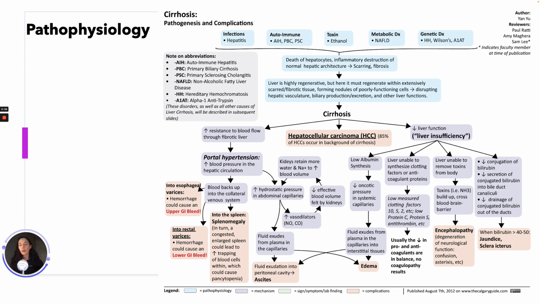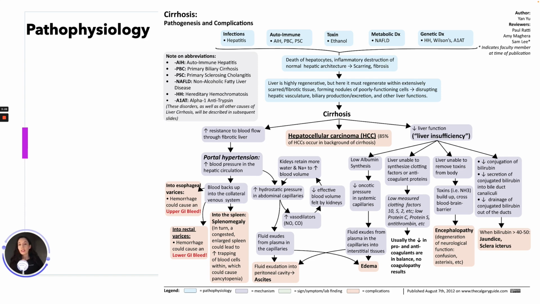If you look over on the left side, you can see notes on abbreviations, so you can see what all those letters stand for in the genetic disorders and the autoimmune disorders. You don't need to have all of these memorized. They're probably not going to pop up on your nursing exam, but you should know the nursing interventions and the things you would do for patients with liver cirrhosis, and just the things that might cause it.